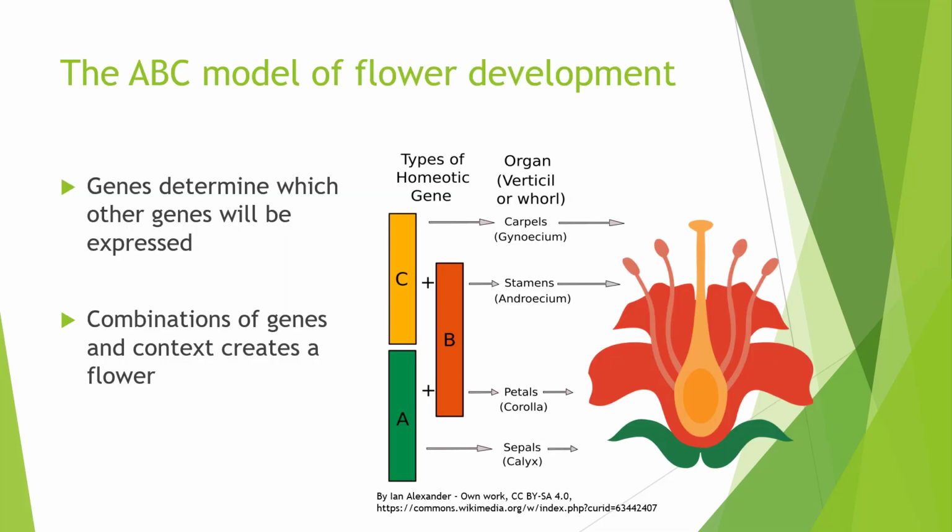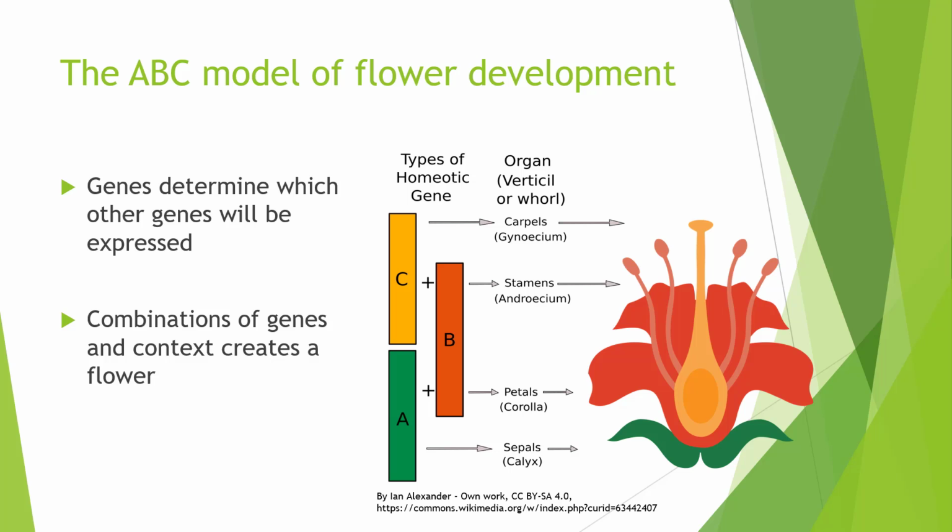How are flowers developed? Well, this is the ABC model. So flowers are just a bunch of leaves. It's a very tight whorl of leaves. What makes them different is the expression of certain genes. The A gene alone is going to cause these leaves to become sepals in the whorl that's called the calyx. The A gene plus the B gene will cause those leaves to become petals. The B gene plus the C gene causes those to become stamens. And then the C gene alone makes the carpels.